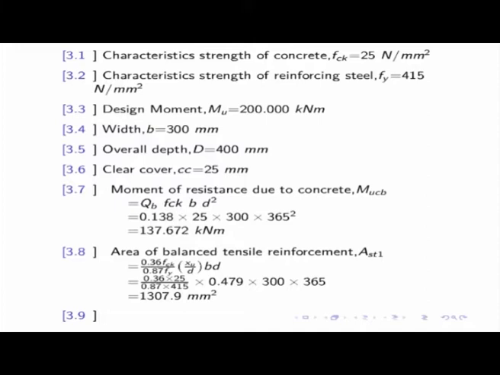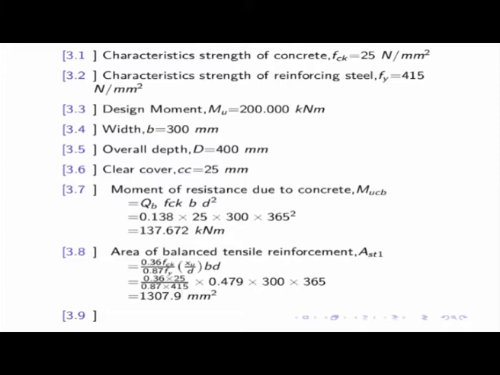Moment of resistance due to concrete: how much can concrete take now? This is 0.138 fck b d squared, which comes to 137.672 kilonewton meter. Concrete only can take this much, but we have to resist 200 kilonewton meter. That means we are short by almost 62 or 63 kilonewton meter. That means the structure is definitely going to fail if you only provide an under-reinforced section.